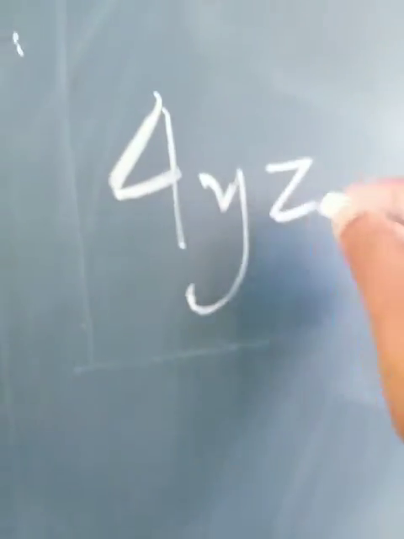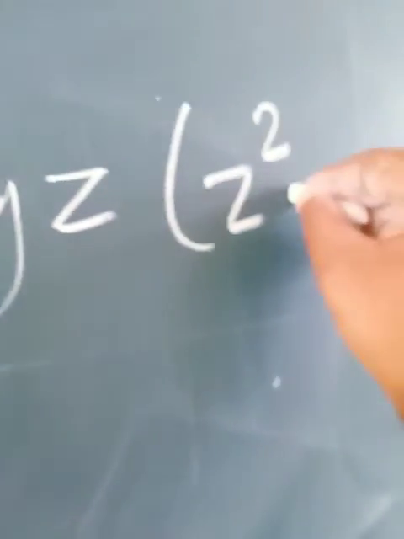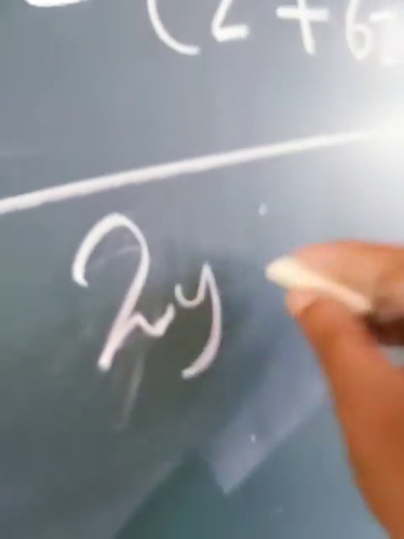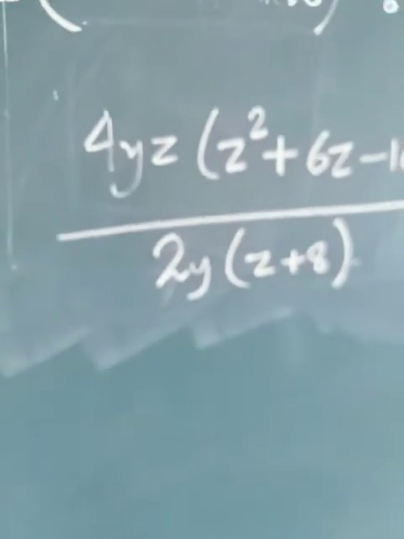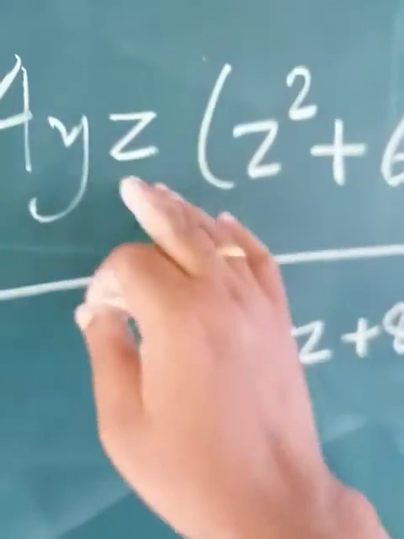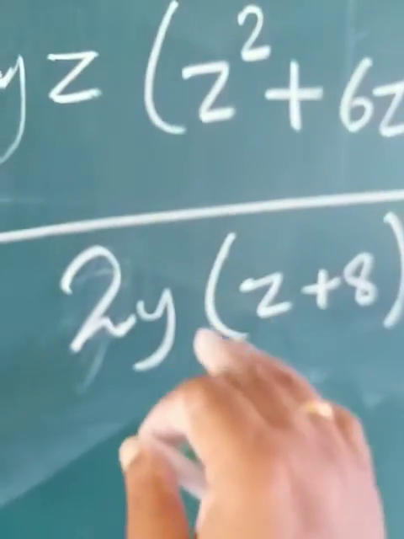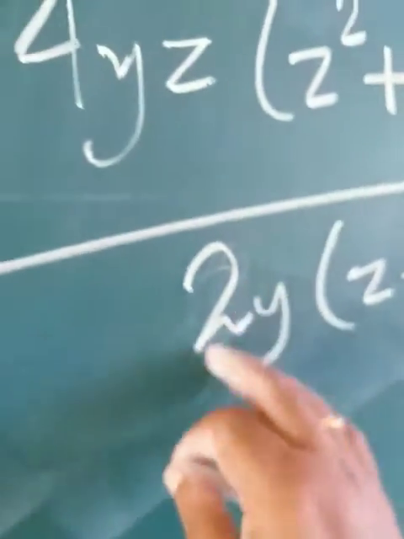Okay, so let me first write the expression in a different form. z square plus 6z minus 16 divided by 2y, inside the bracket z plus 8. So the first thing we'll do is reduce all the terms which are outside the bracket. See, outside the bracket we are having 4yz, and in the denominator we are having 2y. So let us reduce this 2. 2 1s are 2, 2 2s are 4, this 2y will be cancelled. So what will be left?